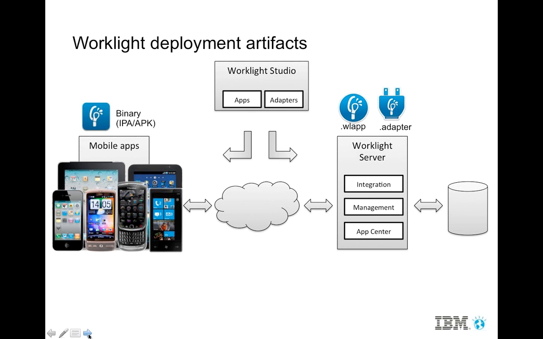Let me talk about some of the artifacts that come out of a Wherelite deployment. You can see in the heart of it there in the middle the WhereLife Studio, and that's where we'll develop the mobile applications obviously, but that's also where we develop the adapters that sit server-side. The artifacts that come out of that are three, which are shown there. There's the application itself, which will go to the mobile device. That's a binary that will be compiled by Android SDK or iOS SDK and so forth.